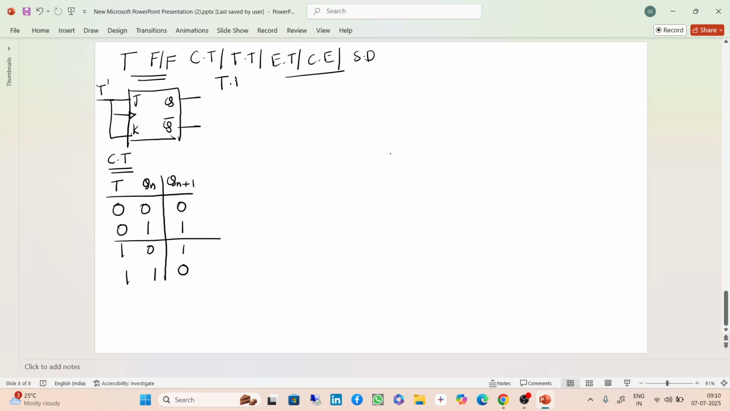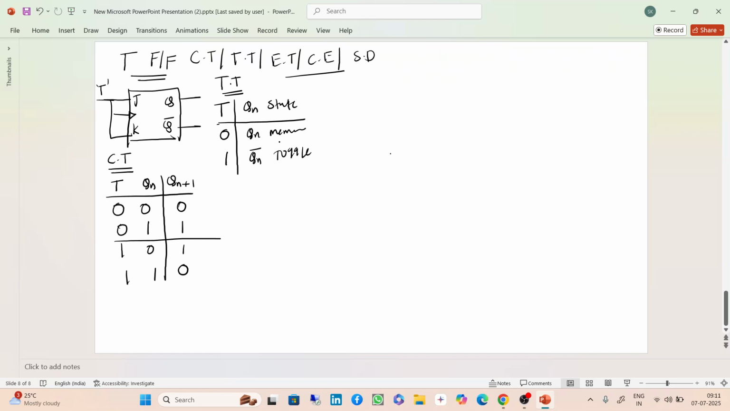And next, coming to the truth table: T, Qn and state. When T equal to 0, it is the memory state. When T equal to 1, that is Qn bar. Qn bar is nothing but which state? Toggle state.